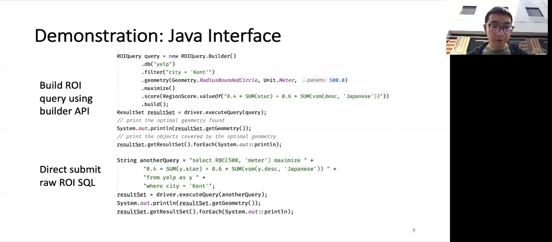And one can also directly submit a raw query string to the driver. The syntax is basically similar to SQL. The select clause is modified to take a query geometry with shape or size information as parameters to trigger an ROI query. And for the region score, the maximize clause is created to take an aggregate function as input, and we also implement several utility functions to let the user implement his own score function easily.